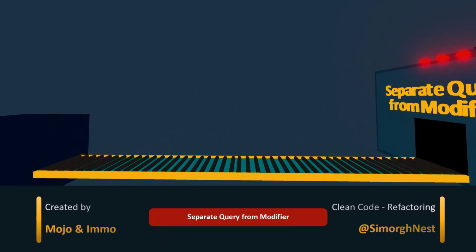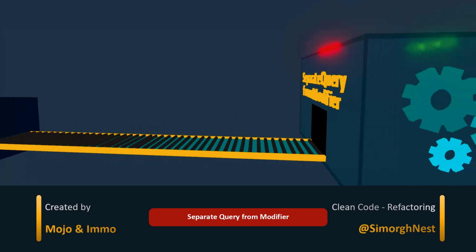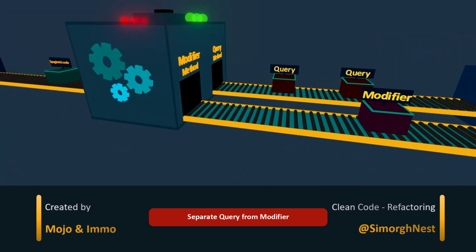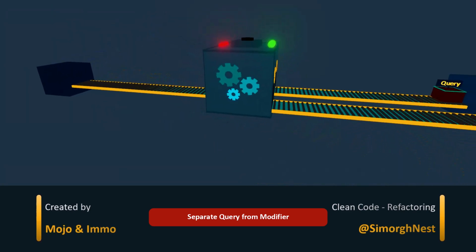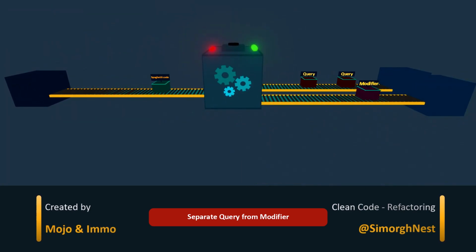The separate query from modifier technique involves keeping code that modifies an object's state separate from code that queries its state. This refactoring technique aims to enhance code readability, maintainability, and flexibility.